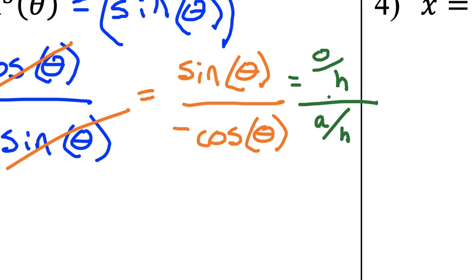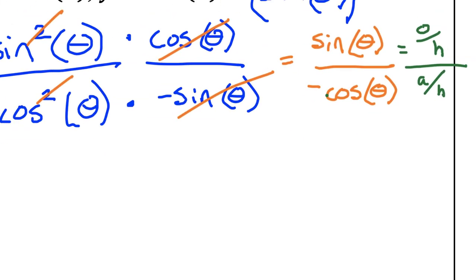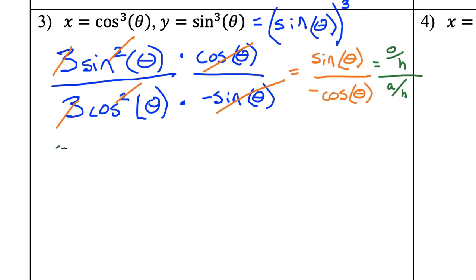And if you keep it, change it, flip it, this really looks like this. I have opposite over hypotenuse. Change it, instead of division, it's now multiplication. So change it and then flip it. H over A, and then the H's cancel off. H is gone, and I have O over A. This is equal to O over A.